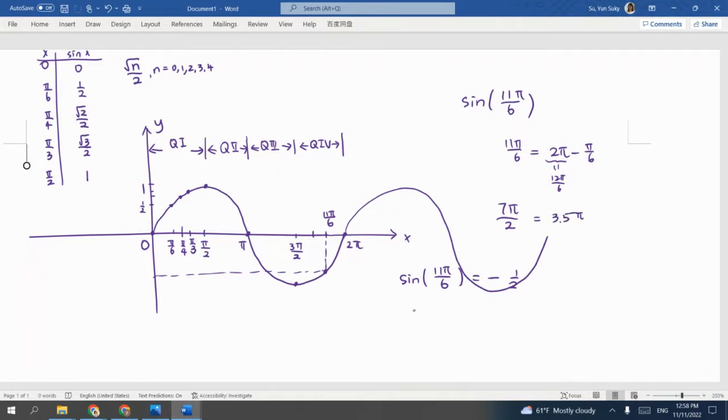Yeah. So, okay. I don't want to erase that. That means this is 4 pi. 3.5 pi is right here. Do you see that number is minus 1? Yes? So look at the sine graph and you can figure out that value very quickly. Okay, everybody?